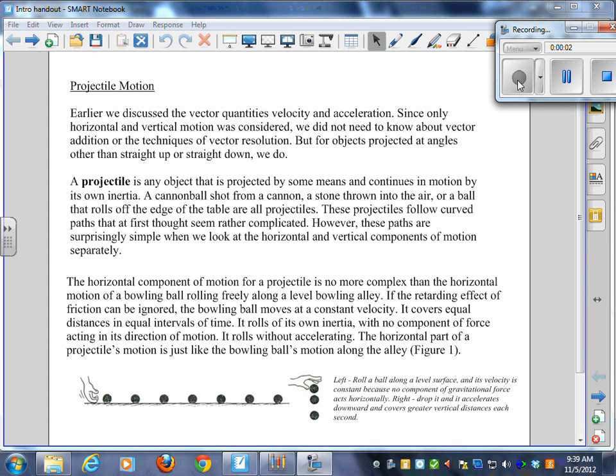So, projectile motion. It says here you might want to have a highlighter or a pencil as we go along here.